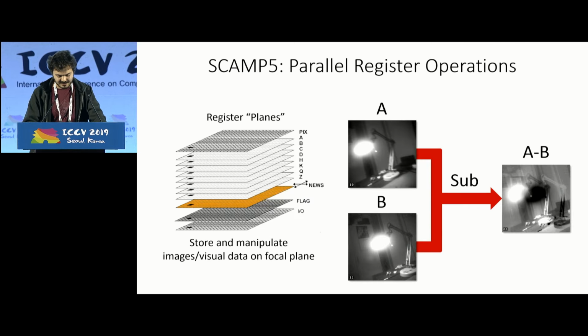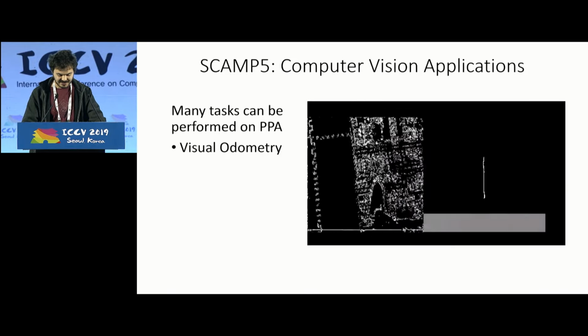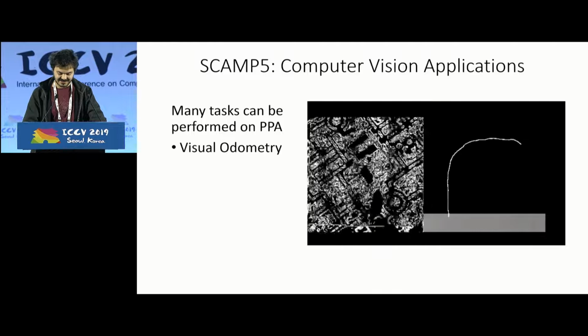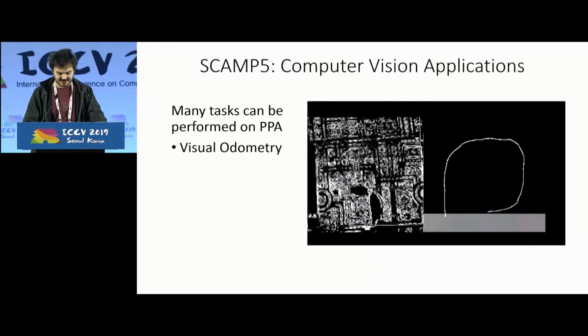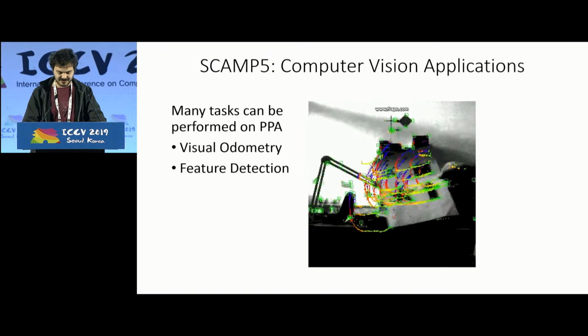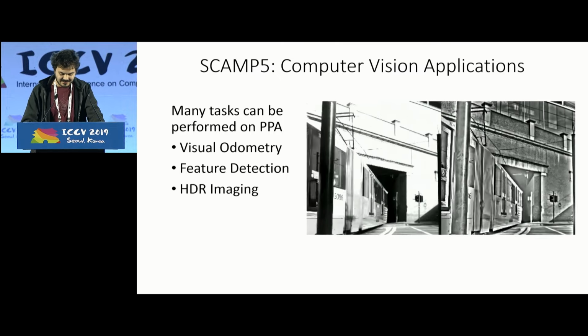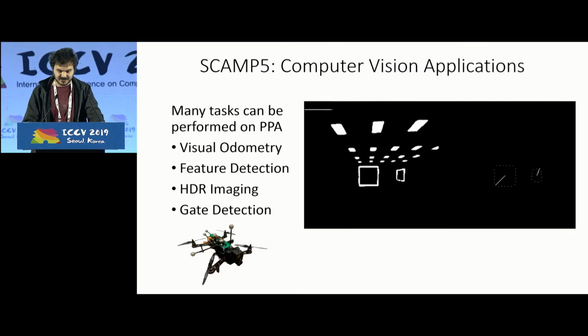Various native operations can be performed between these images, such as addition and subtraction between grayscale images, which are stored within analog registers, and then also bitwise operations between binary images, which are stored within digital registers. All this functionality allows many tasks to be performed entirely upon the PPA sensor, such as visual odometry via direct image alignment, rapid point feature extraction at over 1,000 frames per second, HDR imaging, and shape classification for tasks such as drone racing gate detection.